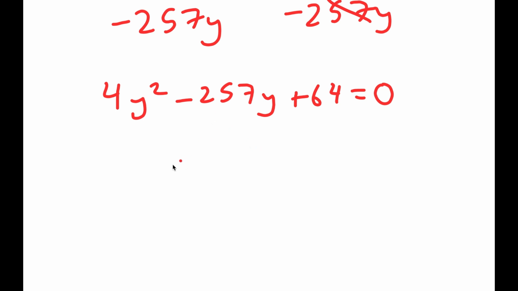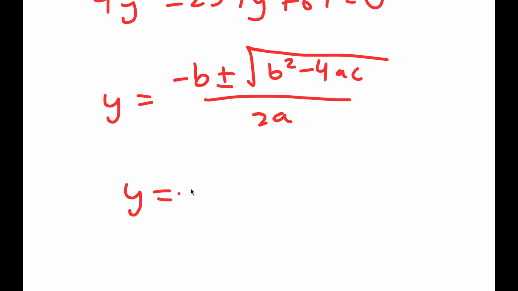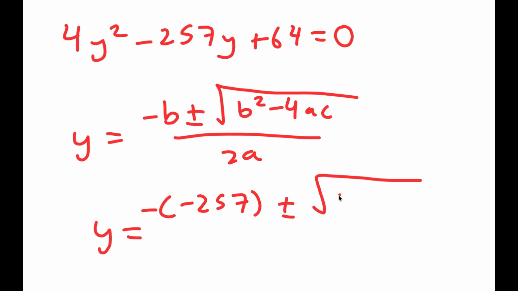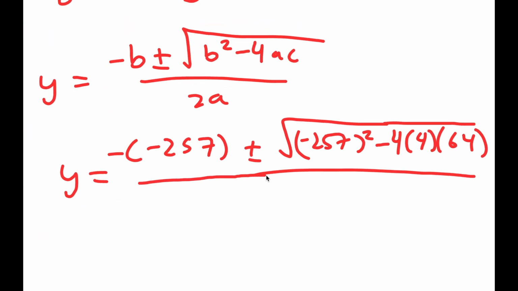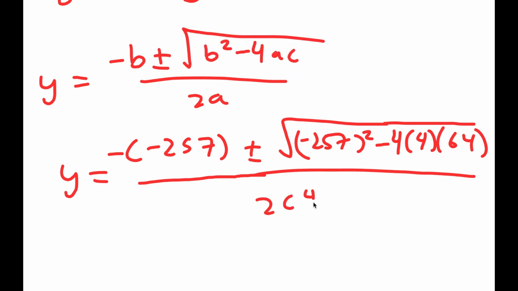Now from here, I can use the quadratic formula, which is negative b plus or minus the square root of b squared minus 4ac all over 2a. So I get y is equal to negative of negative 257 plus or minus the square root of negative 257 squared minus 4 times a, which is 4, times c, which is 64, all over 2a, so 2 times 4.